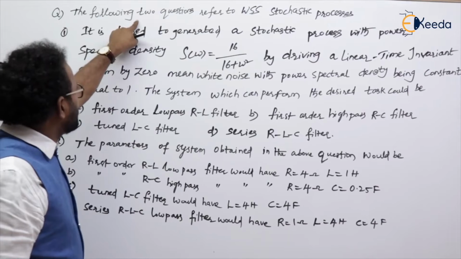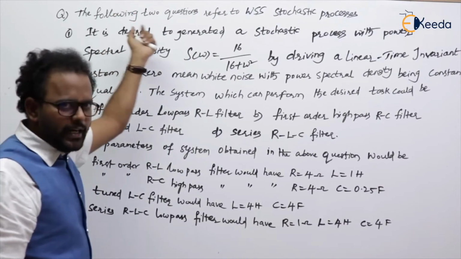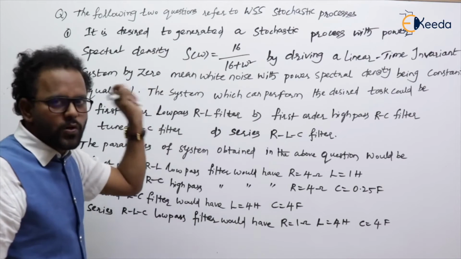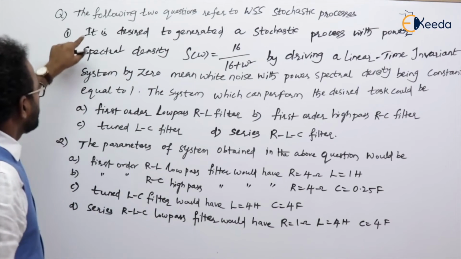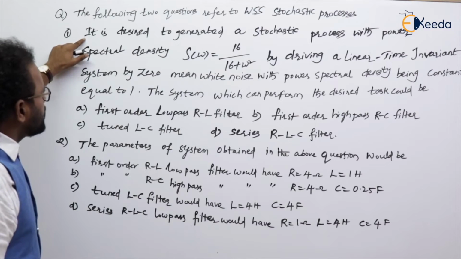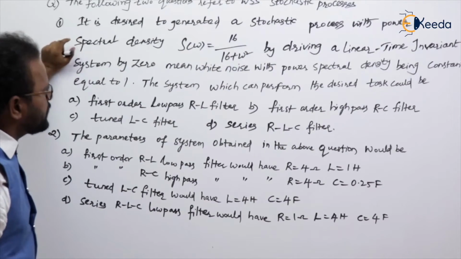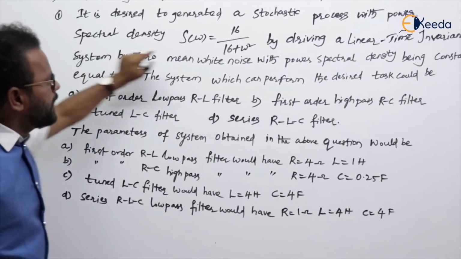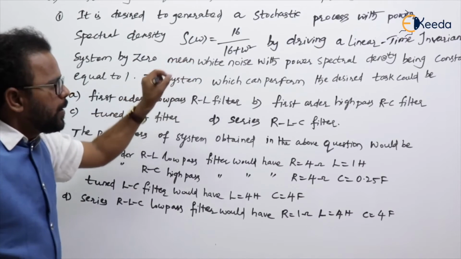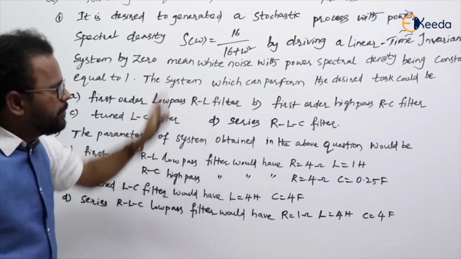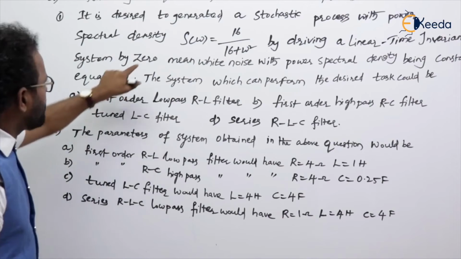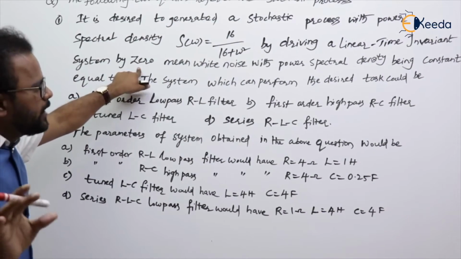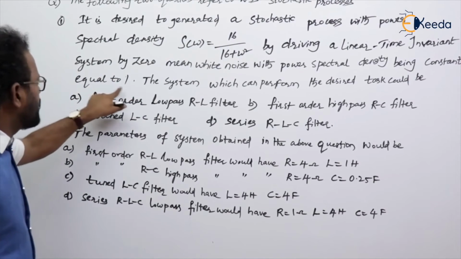It is a common data question. Rather than common data, it's a linked data question. It refers to the wide sense stationary stochastic process. First question: it is desired to generate a stochastic process with power spectral density S of omega equal to 16 by 16 plus omega square, by driving a linear time invariant system with zero mean white noise, with the power spectral density being constant and equal to 1.